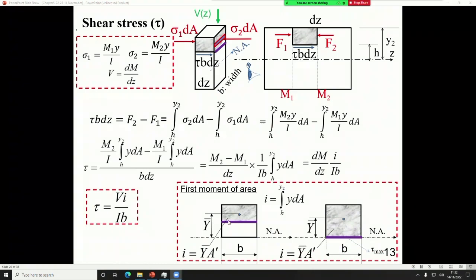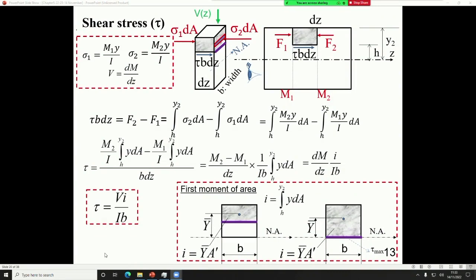So if I move this violet line, I don't know which color you see, to the top or to the bottom, the value of Q changes. On the top, it's zero. And on the neutral axis, we get the maximum value. Any questions on slide number 13?